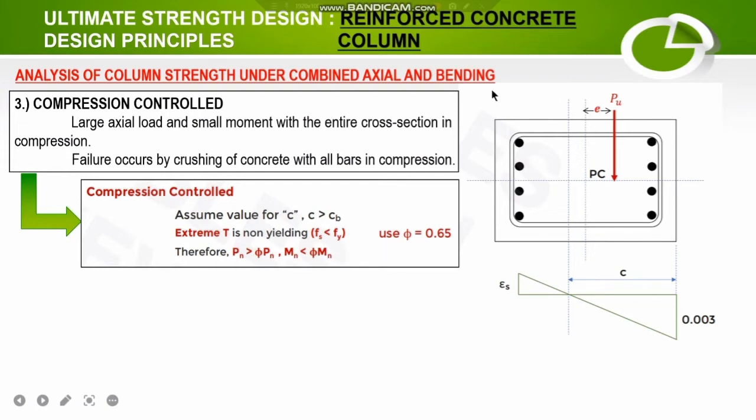So this diagram describes the compression controlled situation of a column. There is an axial load Pu situated at a distance e, or eccentricity, from the plastic centroid of the column section.